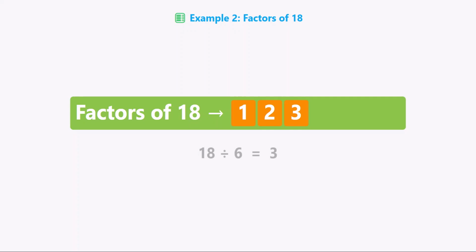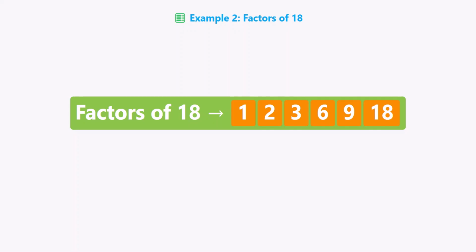Next, try 6. 18 divided by 6 is 3. 6 is a factor. Now check 9. 18 divided by 9 is 2. 9 is a factor too. Finally, the number 18 itself is always a factor.